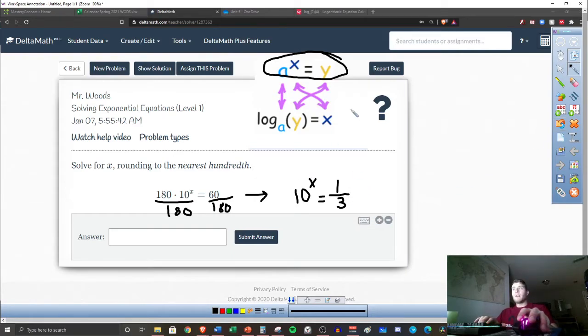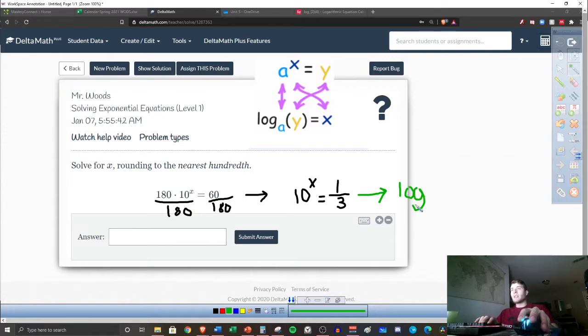So let's go ahead and convert it into a logarithm. Let's change it from this exponential form to this logarithmic form. Change color. So let's change it. We want log. And you have to think, okay, what's the base? Well, the base is the number that's being raised to the power, 10. So log base 10. The x equals 1/3. So the number in here is 1/3.